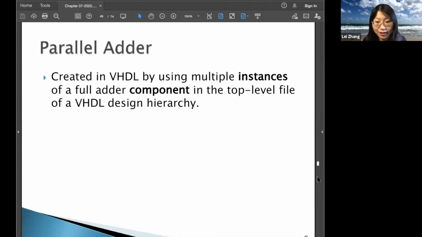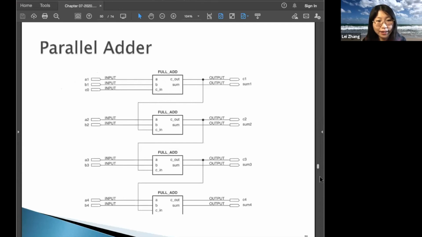Let's have a look at the connection of the parallel adder. So this is the full adder. This is what Xilinx will generate for you automatically. Previously we saw this unconnected 4-bit full adder. For this one, the carry out bit of the lower bit is connected to the carry in bit of the next bit.